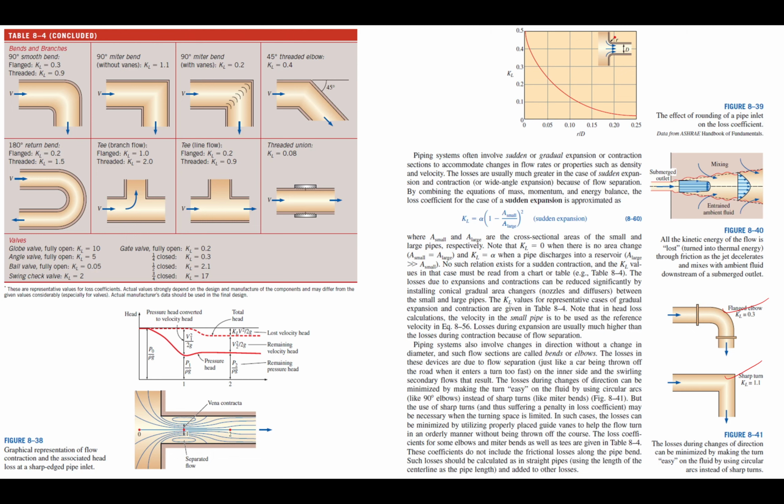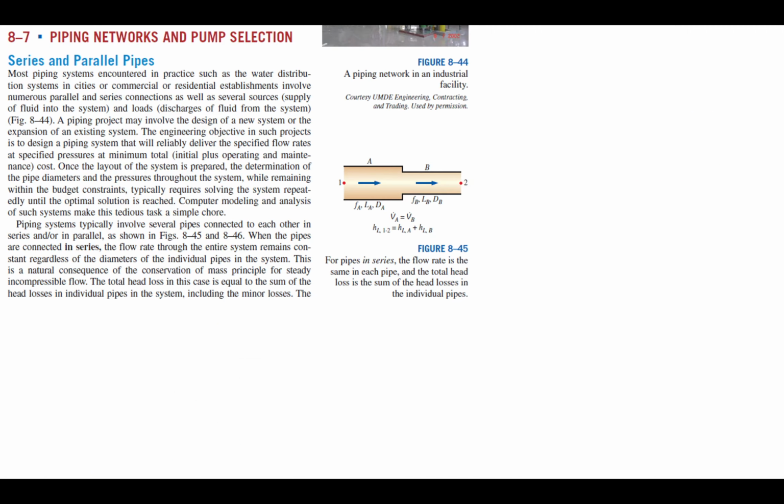Different types of experiments have been done already. So now pipe network and pump selection. So pipes may be in parallel or may be in series. So in series, basically here your loss in this pipe is hf1, in this pipe your loss is hf2. So what is the total loss? hf total is equal to hf1 plus hf2 in series.